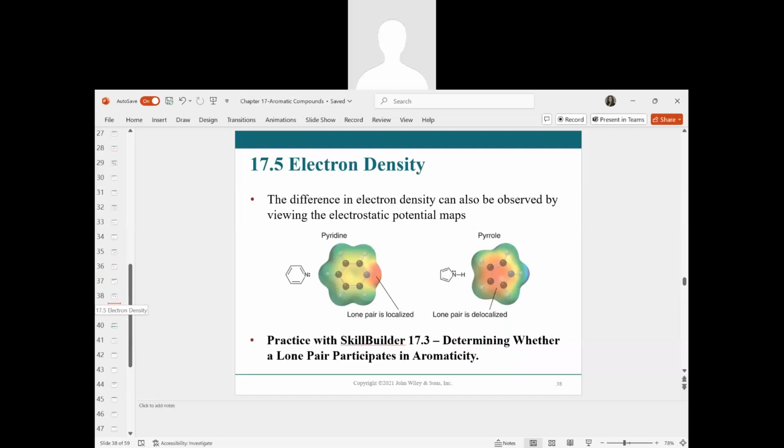Another way to compare the electron density, to see if those lone pairs are localized or delocalized on the nitrogen, would be through an electrostatic potential map, and that's what we see here. In the textbook, it's noted that these two maps were carefully prepared so the colors would be correlatable, but for the most part, you should never use electrostatic potential maps unless they are prepared specifically for this type of comparison. But again, we see that the localized lone pair in pyridine would make that a basic compound, whereas pyrrole is much less basic because of the delocalization of that lone pair.